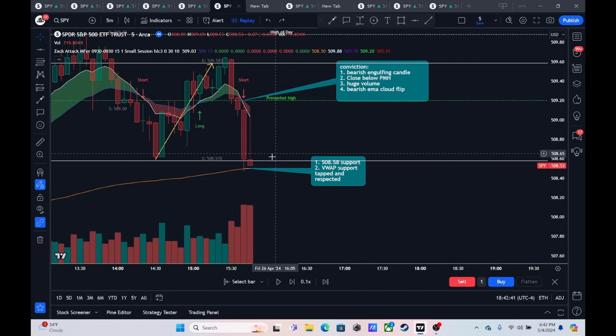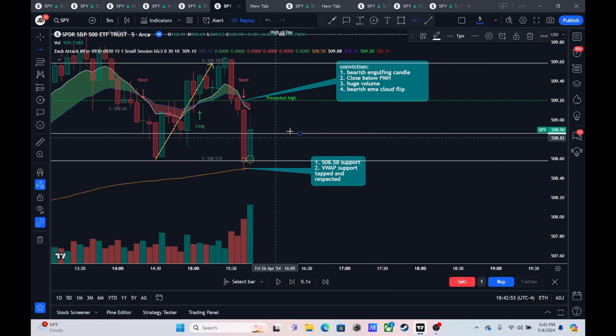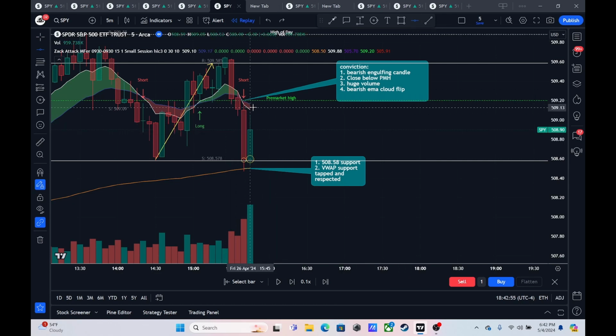Now you will see we had a little push down. This support is respected again, and why we didn't want to take this trade. And we did end up pulling back up here. And if you used a close above this as your stop, you would have been stopped out. If you used the EMAs as your stop, you wouldn't have. But either way, you avoided that huge bounce if you stayed out.